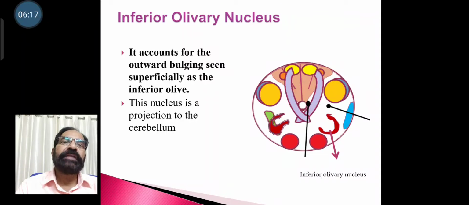Then we go to study the level of inferior olivary nucleus. It accounts for the outward bulge seen superficially as the inferior olive. The nucleus projects to the cerebellum. So it is one of the bulge structures lateral to the olive.